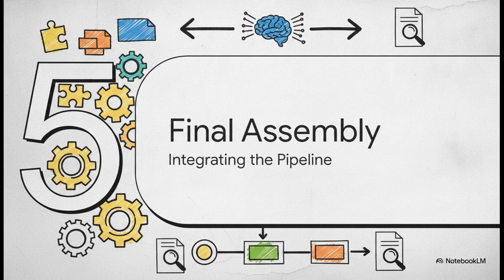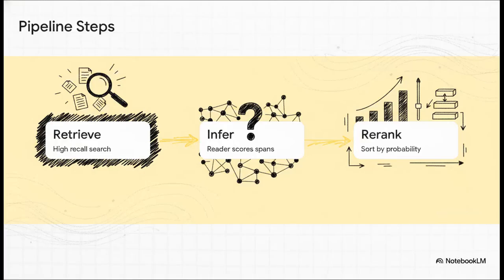Almost there. Section 5. Final assembly. Integrating the pipeline. So, our language model is fully fine-tuned and validated. It knows exactly how to read. Now it's time for the final assembly, putting the pieces together into a fully working end-to-end search engine pipeline.